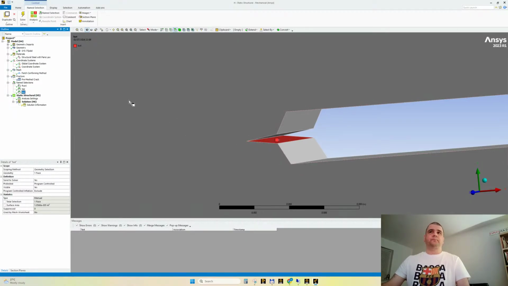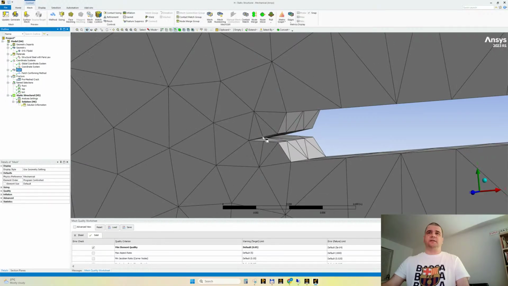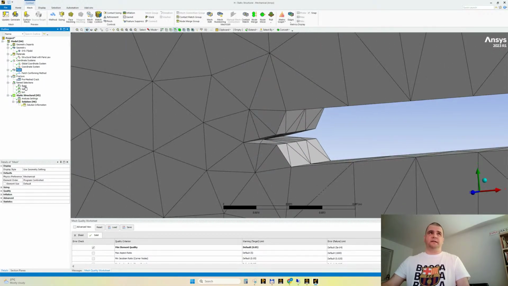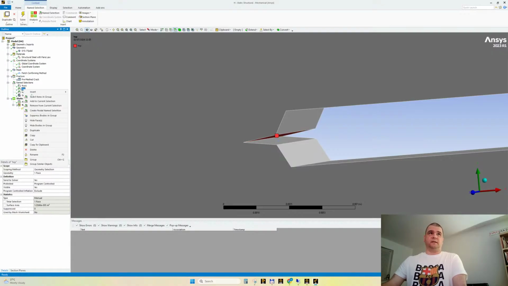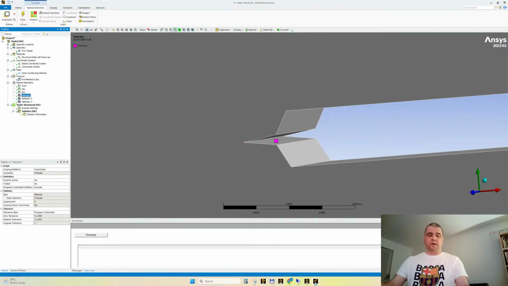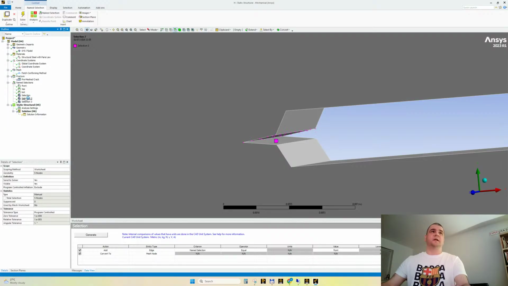Now, if we have a mesh generated, as we have here, we can right-click and scope only the nodes of these selections. Create nodal named selection. Automatically converts the geometry into nodes. This is what we need. Let's do this. Create nodal named selection for all three. And let's remember what we were talking about. Yes, rename: front, top, and bottom.